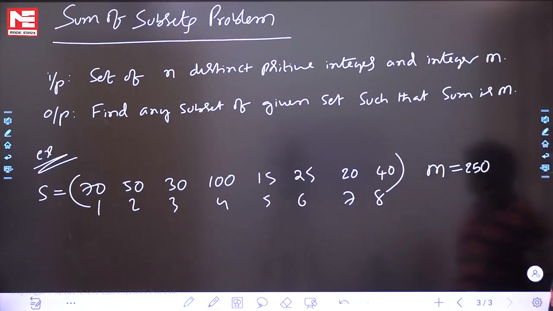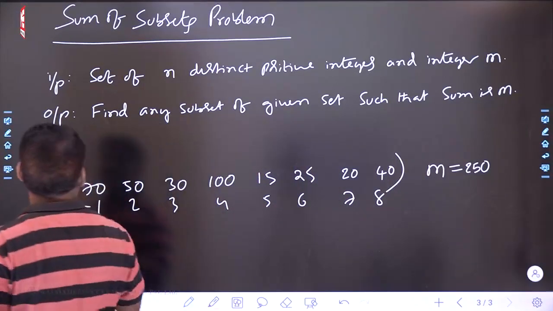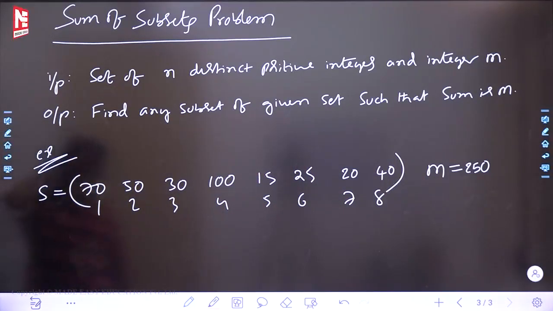Sum of subsets problem, right? This problem and the previous problem are almost similar. Just see one time, what is the problem? Read the problem. Input: a set of n distinct positive integers and an integer m. I am really saying to you, if any problem is not okay, try to concentrate on the next problem. Out of these 4 problems, if one is okay, the remaining are all okay.